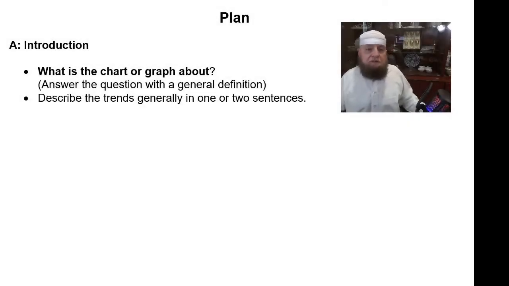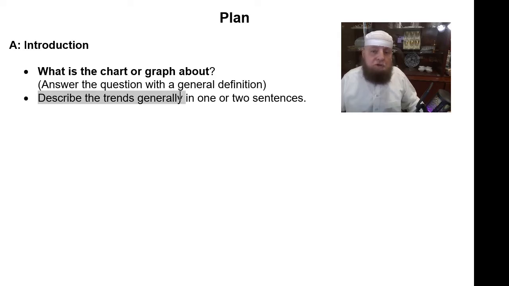Do not write your essay without a plan. This is the plan for the introduction. You should answer the question, what is this chart about? You should read the chart, analyze it, understand it, find the main movements, the main trends in the chart. Are there increases, decreases, or where do they remain the same? And then answer the question with a general definition, a sentence.